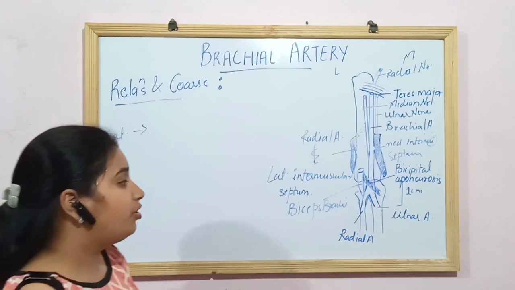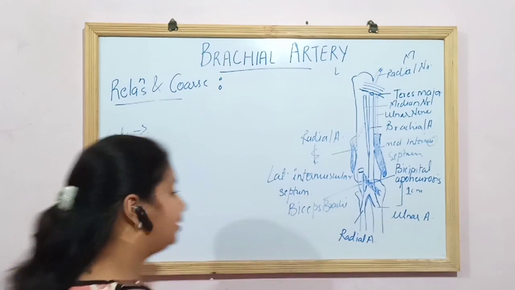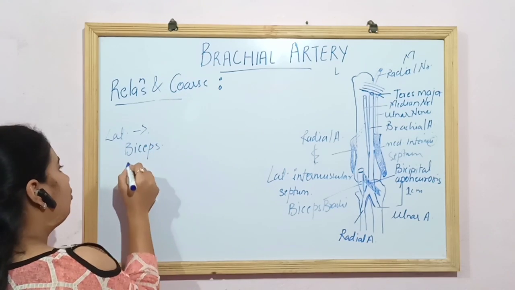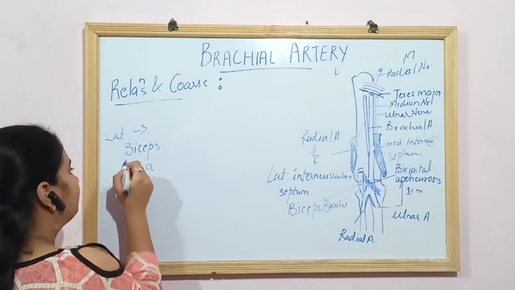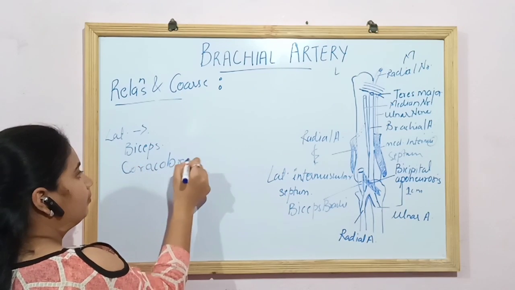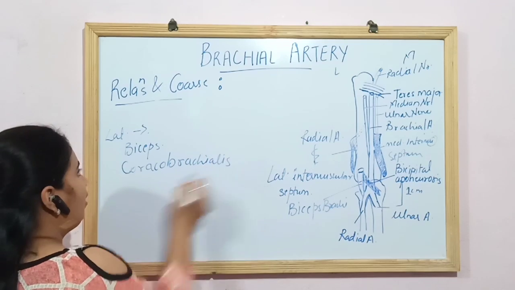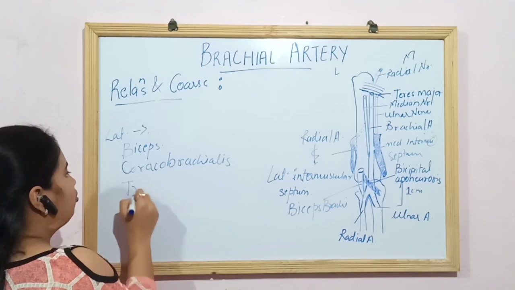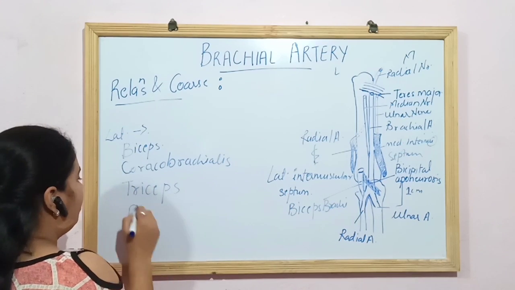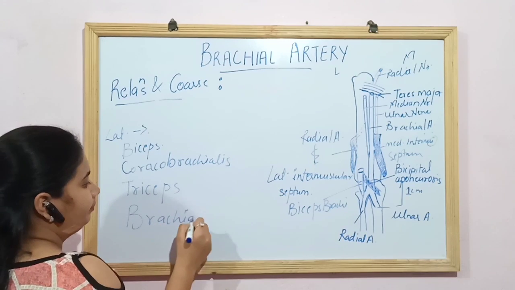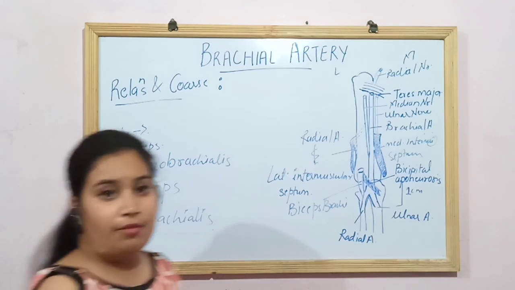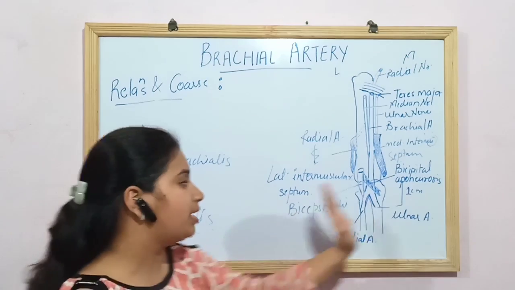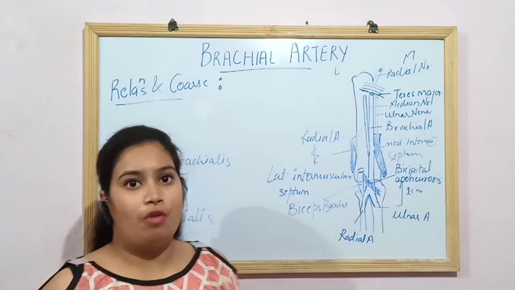Laterally, the brachial artery is in relation with the biceps brachii tendon, coracobrachialis, and biceps, triceps, and brachialis. So guys, this is the lateral side and this is the medial side. From the lateral side to the medial side, the structures are in the following order.